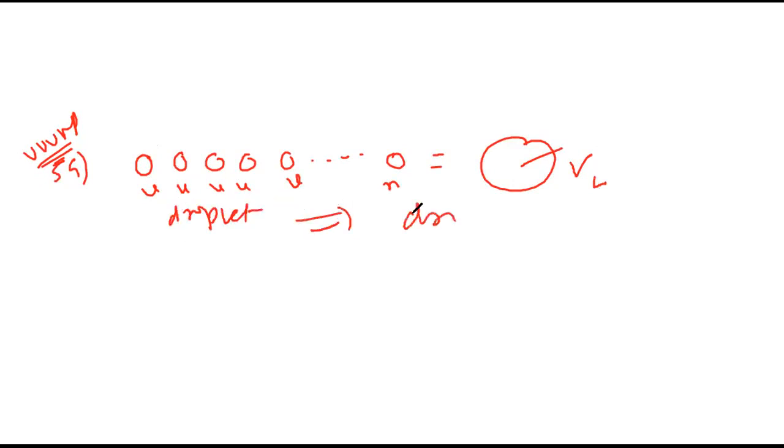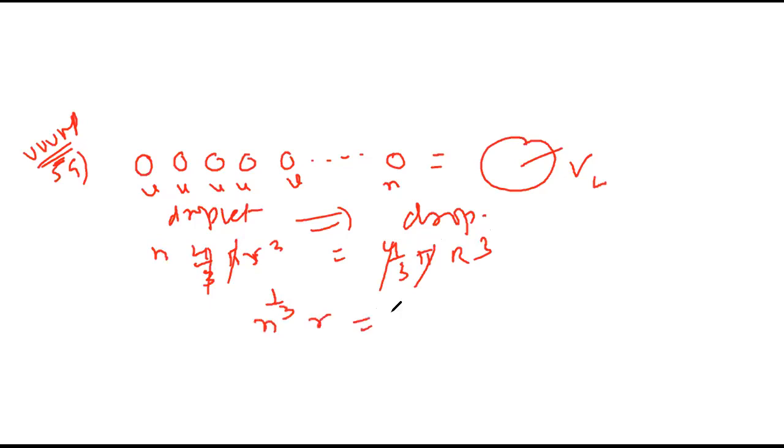So whenever it is a problem of droplets becoming a drop, always first find the relation between their volume and radius. So n times 4 by 3 pi r cube is the volume of n droplets. That will be 4 by 3 pi capital R cube. So I can cancel this 4 by 3 pi and take the cube root: n raised to 1 by 3 r equals capital R.